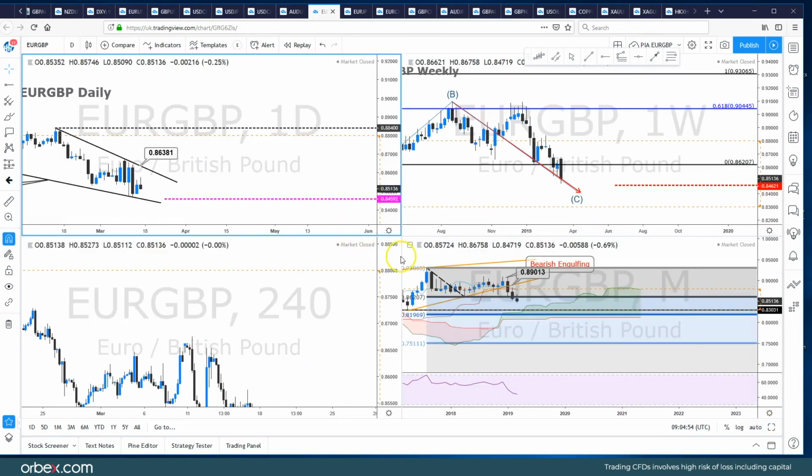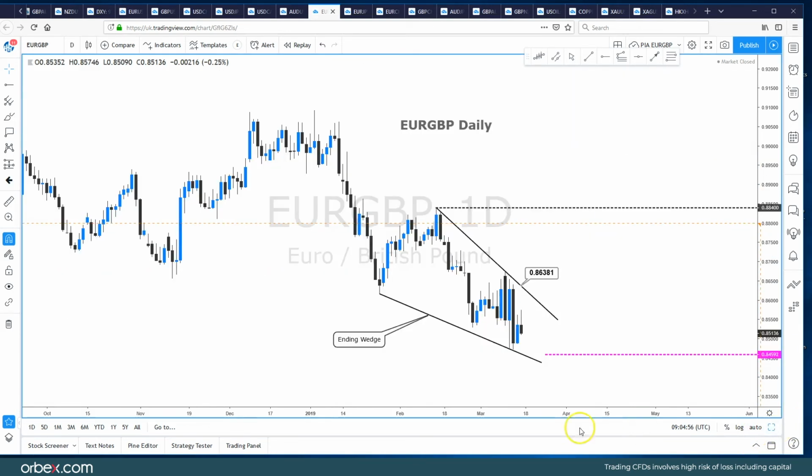If we go to the daily chart, mixed volatile trading, looks like an ending wedge pattern. So we're getting the monthly chart giving us a bearish outlook, but it could be limited really, with the whole thing lower being corrective. The weekly chart shows an ABCD formation. The daily chart shows an ending wedge pattern.